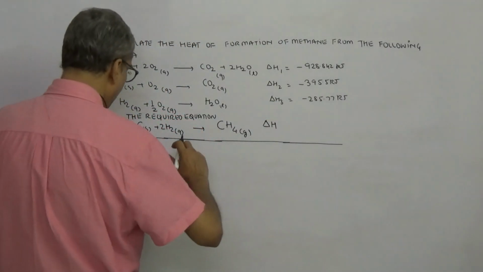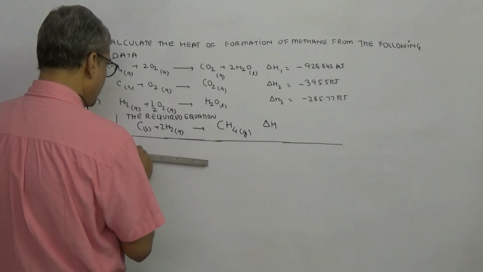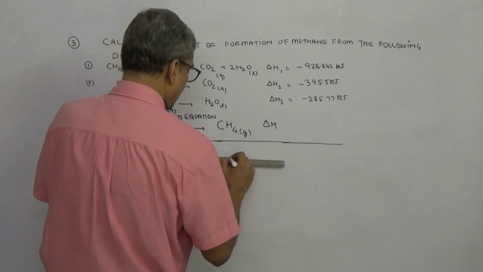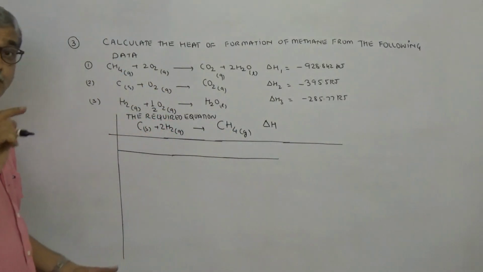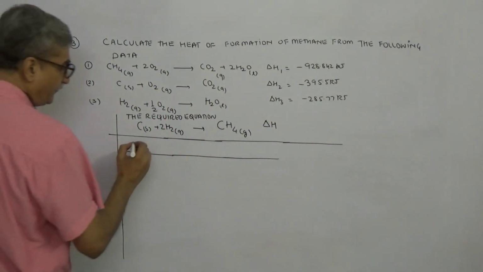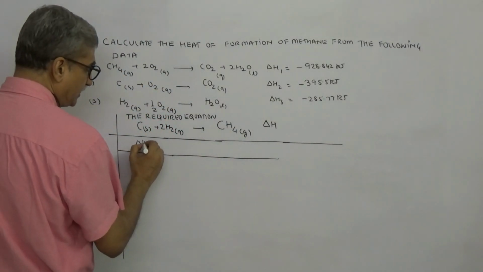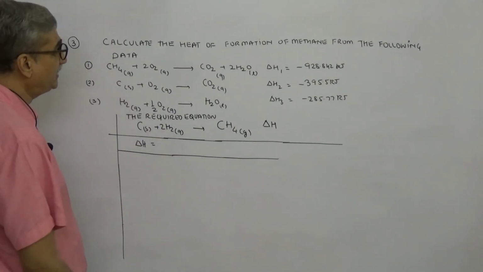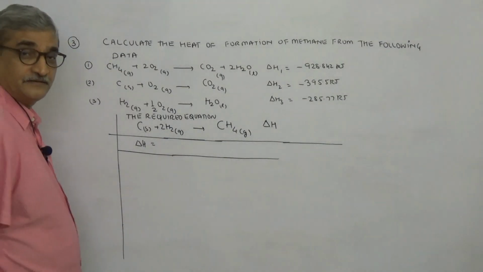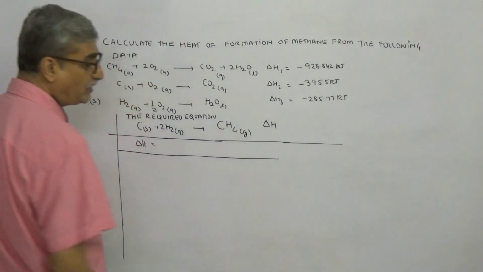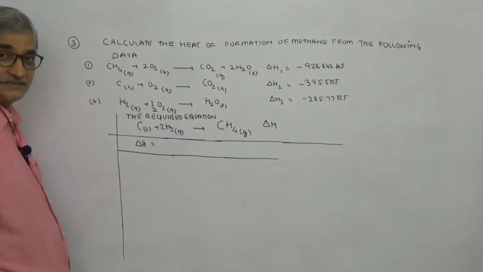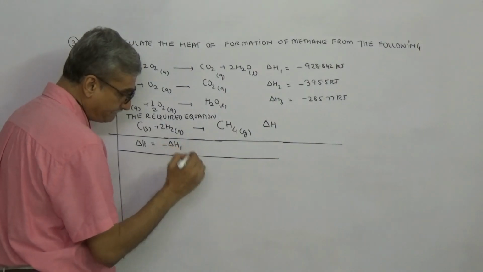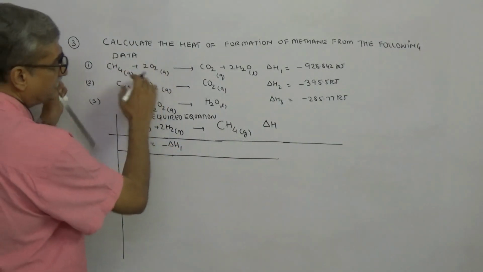So how will we get delta H? Let's first write the equation combination, and then we will come to it. It's always better to write this way on the board. For getting delta H, let us look at the value. The first equation has methane on the reactant side, but in the required equation you have 1 mole of methane on the product side. So minus delta H1. So you are reversing this equation.